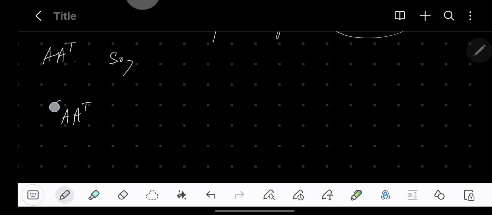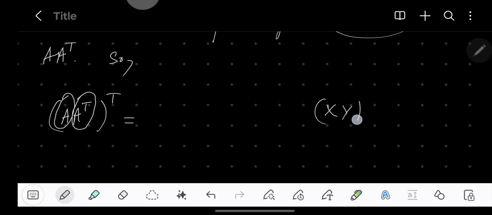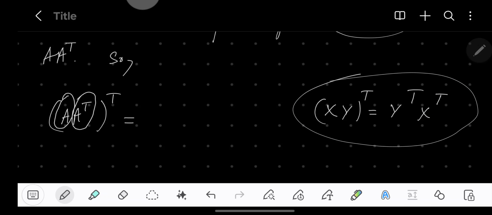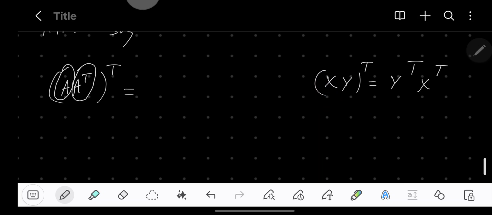So A times A transpose. We will take the transpose of this matrix. This is the first matrix, this is the second matrix. If you have two matrices, for example X and Y, and you take the transpose, you will write Y transpose then X transpose. This is the fourth property you checked, which was with A and B; I have written it with X and Y. So this is your Y and this is your X.